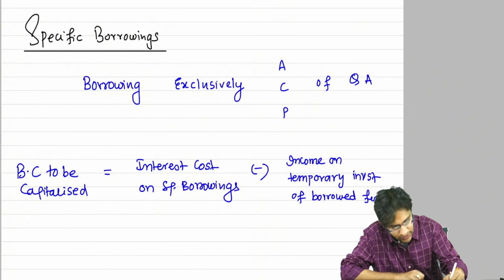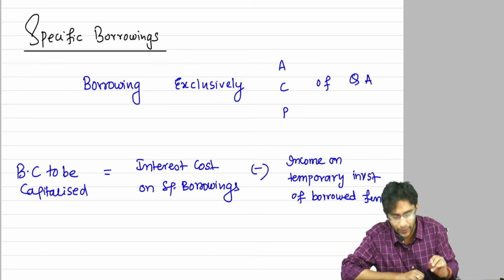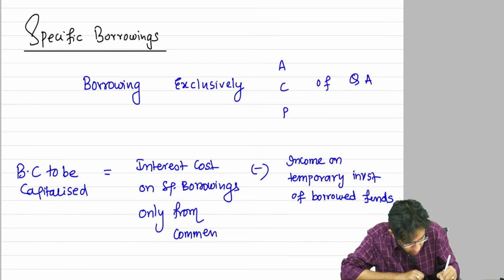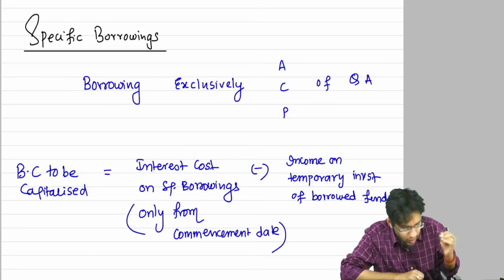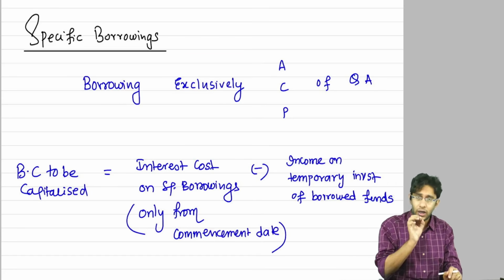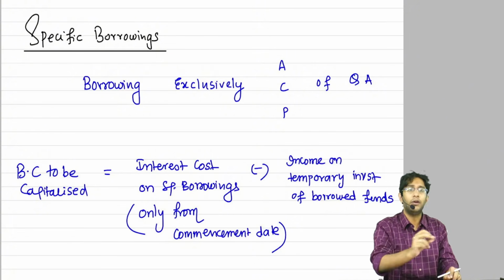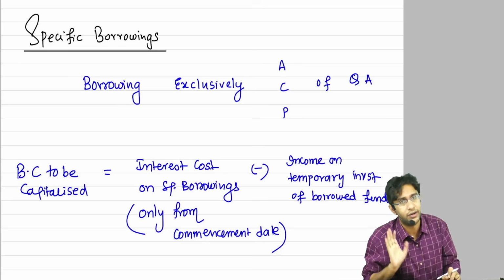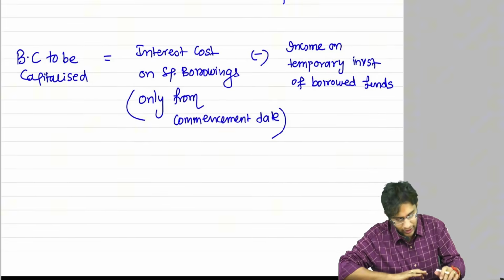In this, the beauty is that for specific borrowings, the interest cost will fully be capitalized, but remember, only from which date? Commencement date. From the commencement date, whatever interest cost you incur, fully you have to capitalize after reducing the interest income on temporary investment of borrowed funds, if any. Now, example.